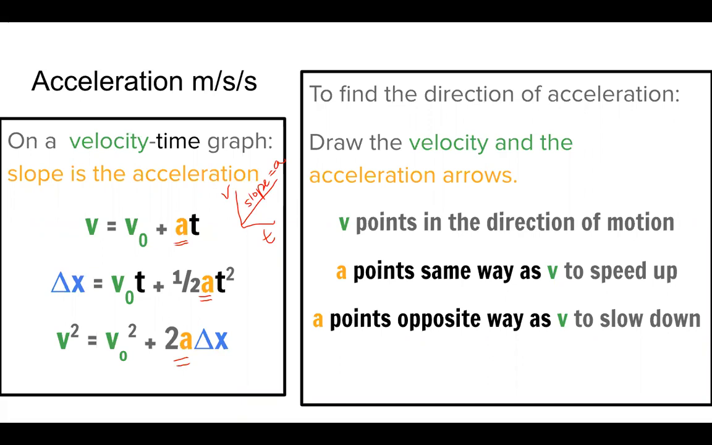The other thing we know is how to find the direction of the acceleration. Remember that when we draw our velocity vectors, the velocity arrow points in the direction the object's moving. And if the object's speeding up, we would say, okay, maybe it's moving to the right. And if it's speeding up, then the acceleration arrow would also be to the right because they point the same way as each other to speed up. And if the object's moving to the right, in order to slow down, the acceleration arrow would point to the left because they have to oppose each other in order to slow down.